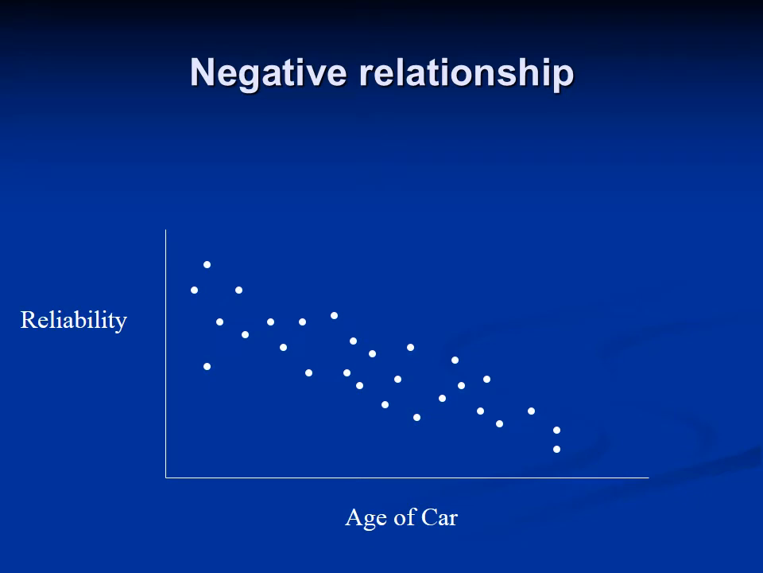So you're looking at reliability and age of car. When the coordinates were plotted, you see that they gave you a negative pattern. A negative relationship is also known as an indirect relationship, or an inverse relationship, meaning that the variables move in opposite directions. When one increases, the other one will decrease, hence a negative relationship. So on plotting such variables on a scatter diagram, you will find that the pattern is a negative pattern.